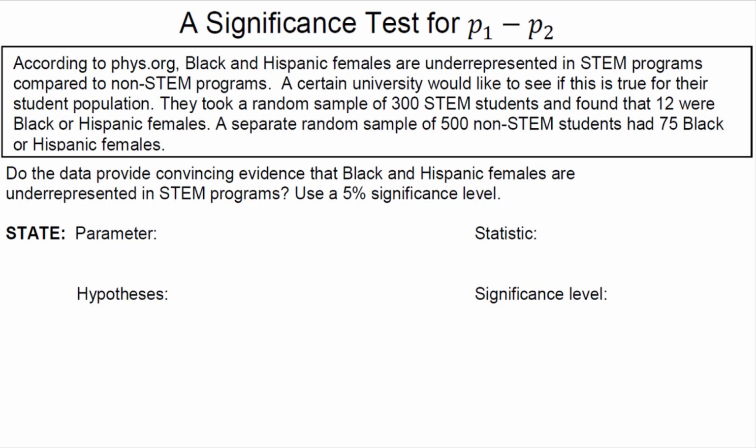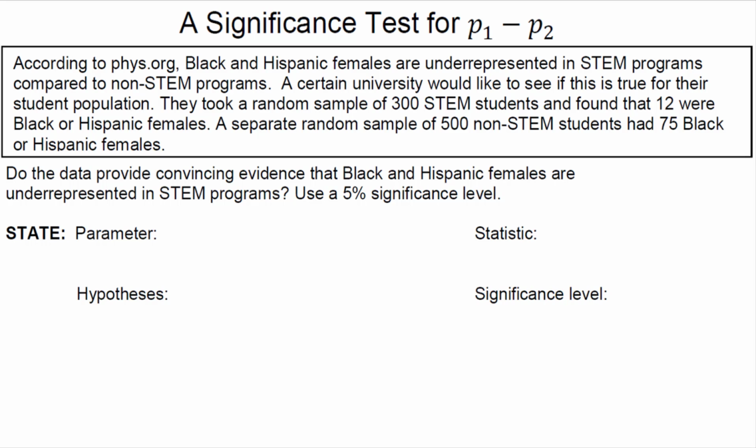We have, according to physics.org, Black and Hispanic females are underrepresented in STEM programs compared to non-STEM programs. A certain university would like to see if this is true for their student population. They took a random sample of 300 STEM students and found that 12 were Black or Hispanic females. A separate random sample of 500 non-STEM students had 75 Black or Hispanic females. So what we're looking at here is, do the data provide convincing evidence that Black and Hispanic females are underrepresented in STEM programs? And we're going to use a 5% significance level.